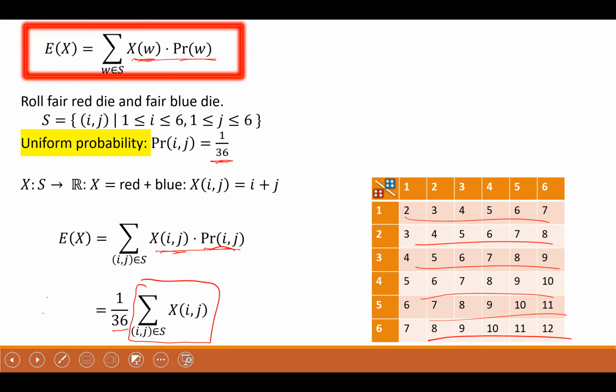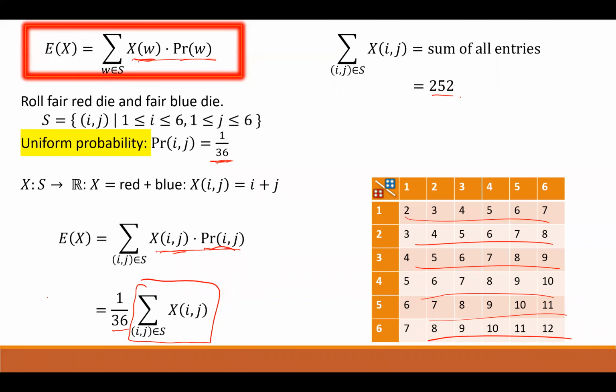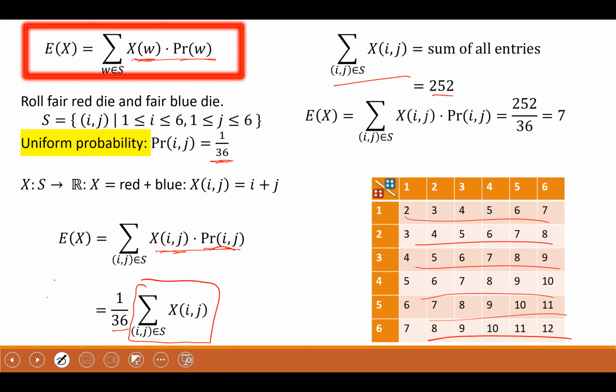Okay, so that's the hard way to do it. There's a lot of symmetry here, and you could probably do it without too much difficulty. But in a brute force sense, I would just add them up, maybe write a program. 252 is the sum of all of these values, times 1/36. So I get 252/36, which is equal to 7. So if I roll 2 fair dice, on average, the outcome of the sum of these 2 dice is 7.